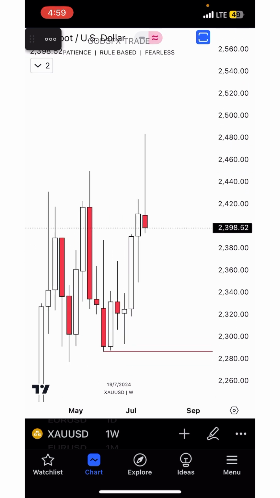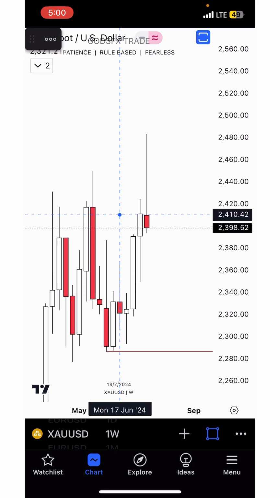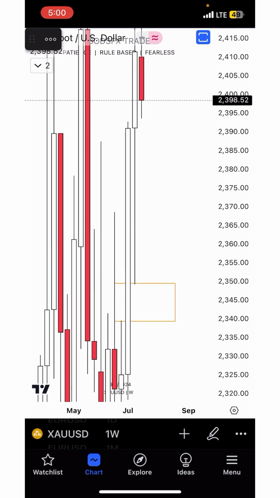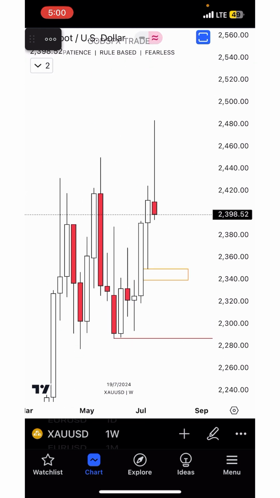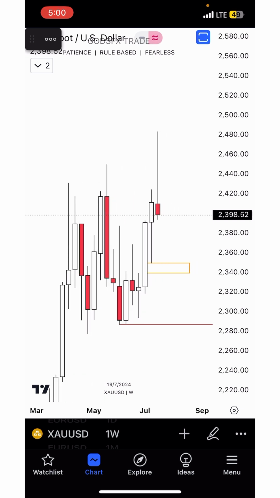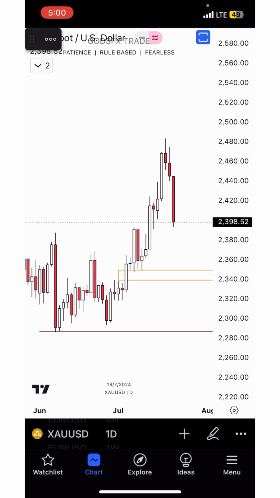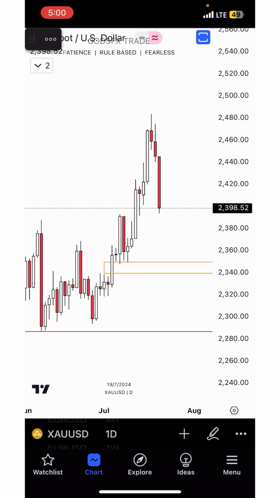So after marking our range, the next thing to look out for is what price is going to run to. What we got here was this imbalance. We have this imbalance here. That is what we were expecting price to run to. After that, we moved over to our daily time frame to mark our range high and range low.